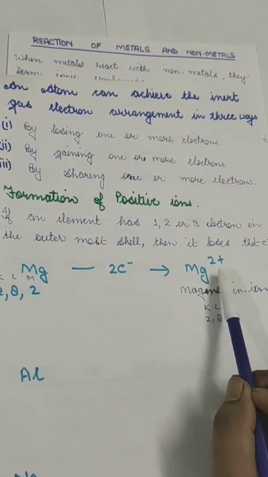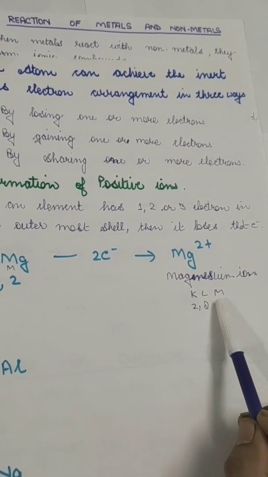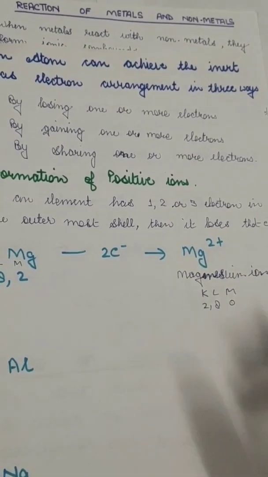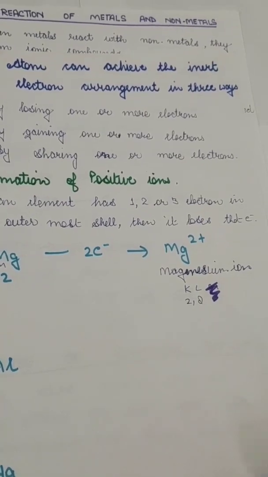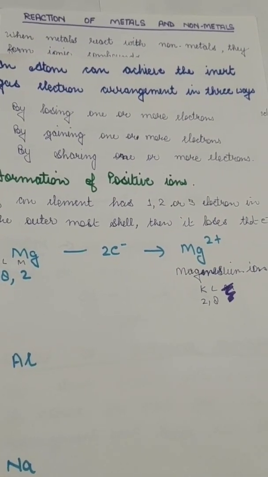So it will become a cation. Okay, so we will call it magnesium ion, which will actually lose this shell. There will be no M shell, there will be only K and L shell. Same in the case of aluminium.